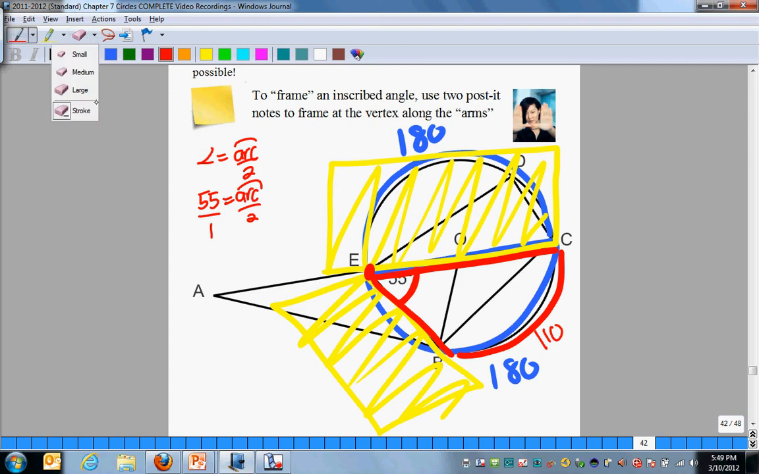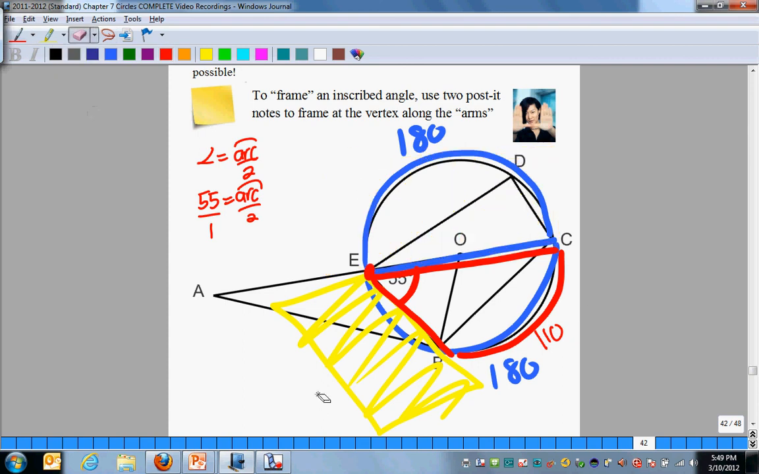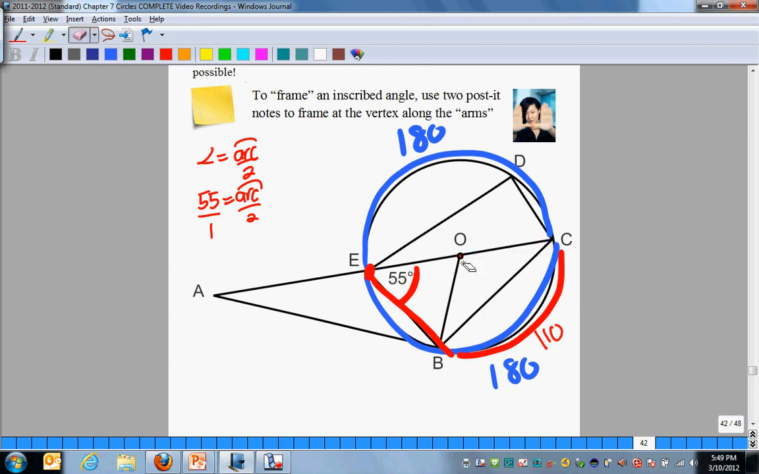So let's see what else we know because of that. Again, we simply ask ourselves, what can we find? That's now 110. Remember we said from here all the way to here was 180. If you take 180 and minus 110, we can get from here to here now, and that, of course, is 70. Why? 180 minus 110.